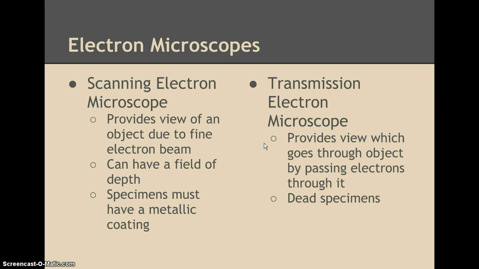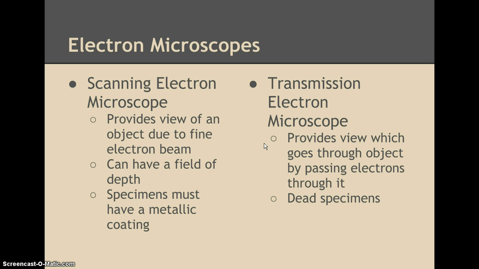Then there are electron microscopes, which are fairly different. There's two types. There's the scanning electron microscope and the transmission electron microscope. The scanning electron microscope provides a view of an object using a fine electron beam, and the images can have a depth of field, which means that they can be three-dimensional. The specimens viewed under a scanning electron microscope must have a metallic coating.